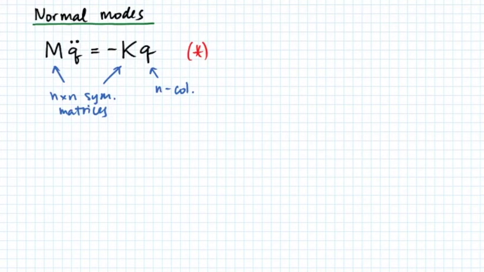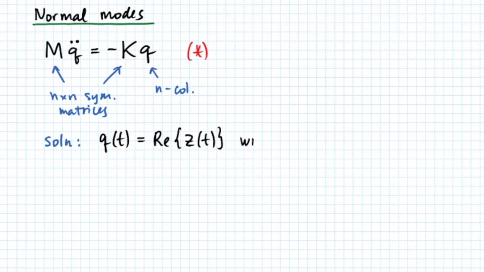We will look for a solution in the familiar form, namely that Q as a function of time will be the real part of a complex quantity Z, with Z now being not just a single number, but a column of numbers. We will write it as A times e to the i omega t.